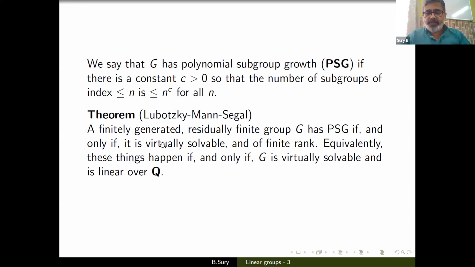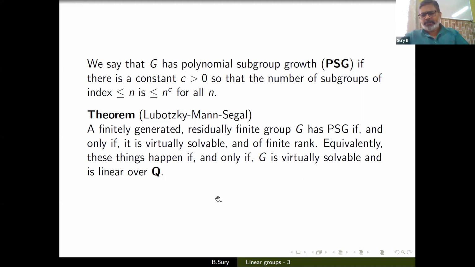Anyway, this is an if and only if statement, and equivalently, these things happen. In fact, they're all related very much. You don't just independently prove this and prove that. You prove the first statement by proving the second one: if and only if G is virtually solvable and is linear over Q. So it has a linear representation over Q. That means it is a faithful linear representation over rational numbers, as a group of invertible matrices over Q.